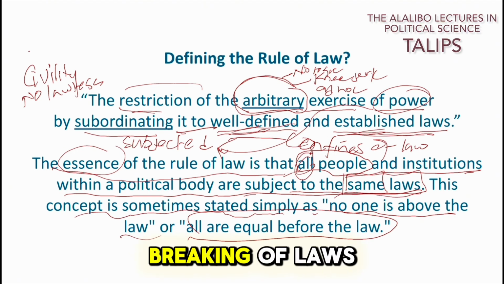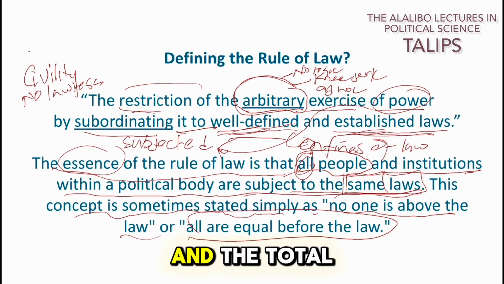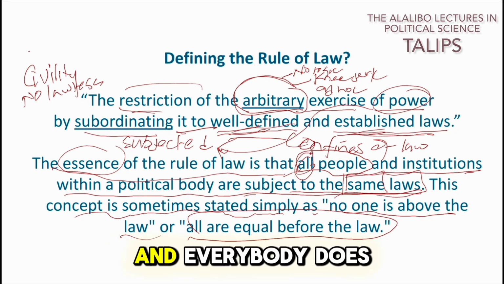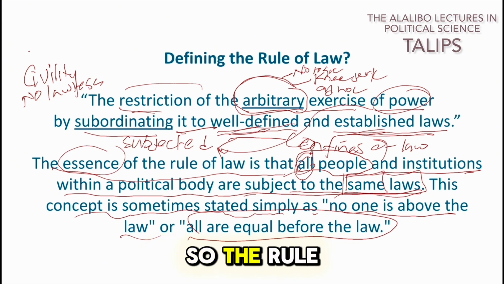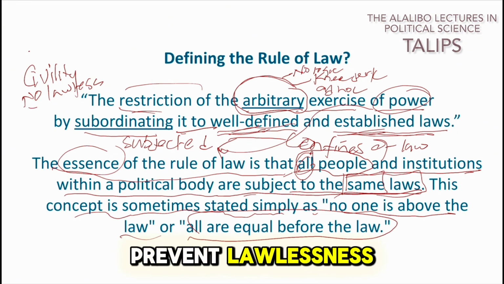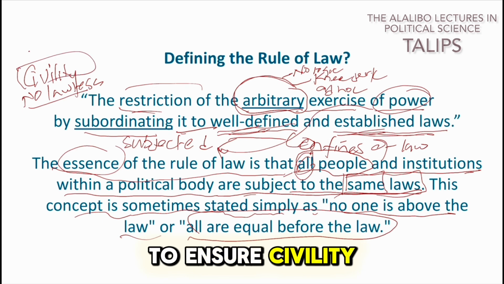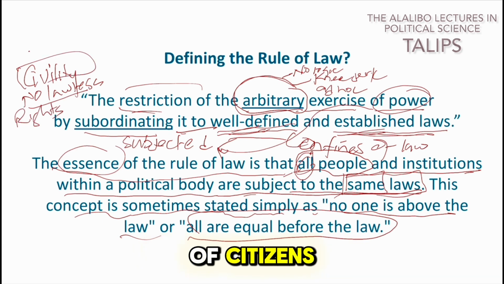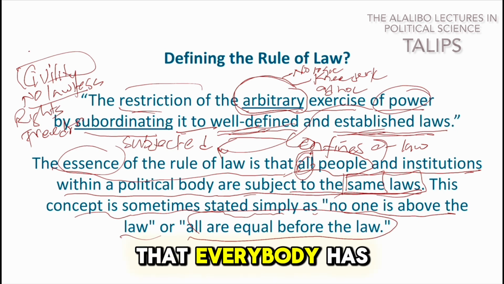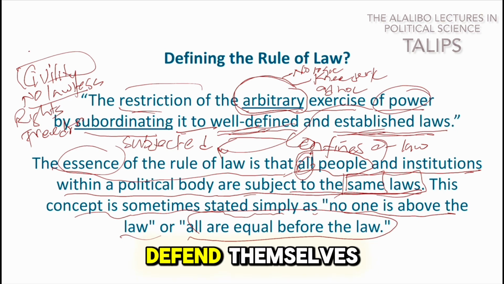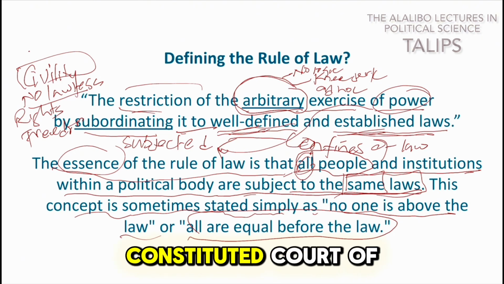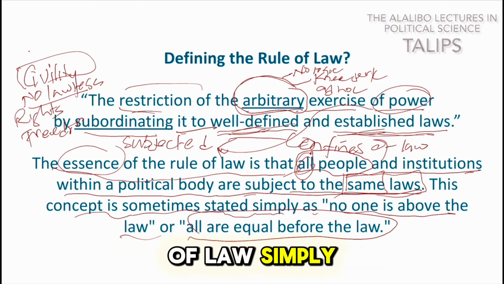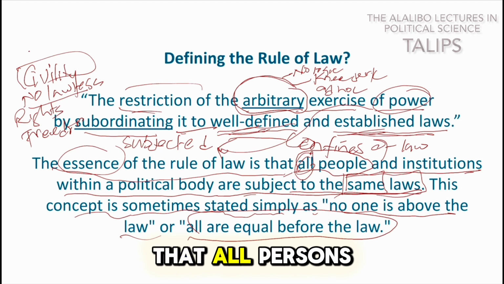We have the breaking of laws with no repercussions and the total breakdown of rule of law, and everybody does what they want. So the rule of law is in place to prevent lawlessness, to ensure civility, to ensure rights of citizens, and that includes human rights, includes other rights, to ensure freedom, and to ensure that everybody has an opportunity to defend themselves before a lawfully constituted court of law. So the rule of law simply says that all persons within a political body are subject to the same law.